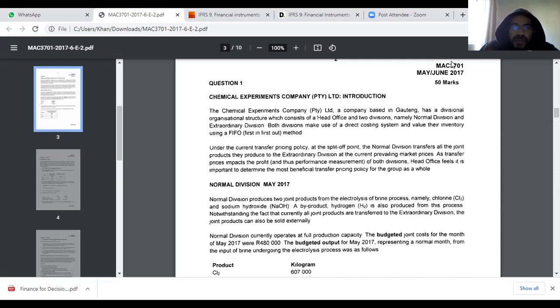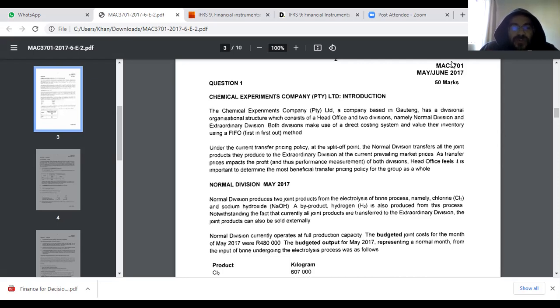You must also take note in that first paragraph that we're using the direct costing system. So that means when you cost a product or when you cost inventory, you're only taking into account variable manufacturing costs, which is made up of direct material, direct labor, and variable manufacturing overheads.